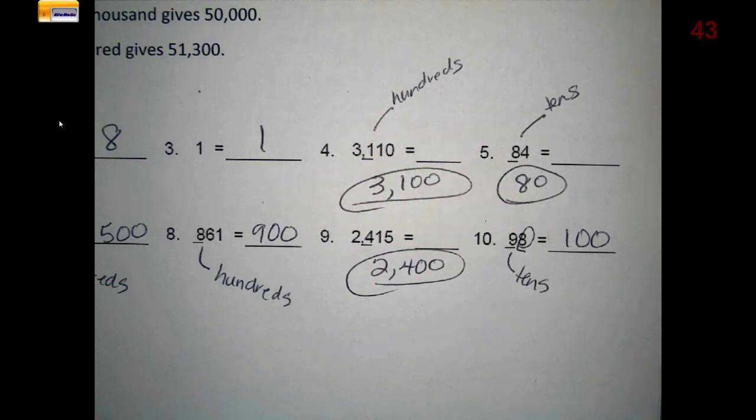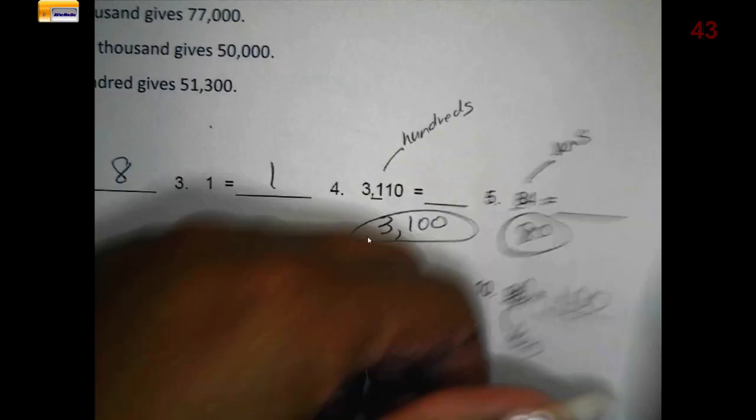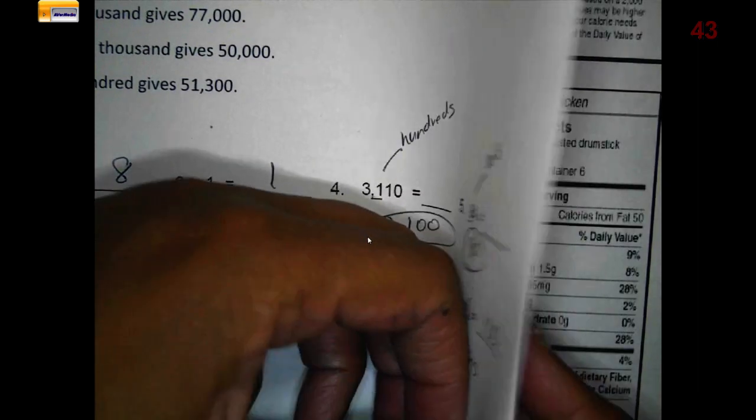And the reason I like this exercise is because it makes you review your place value, and then you get to use your rounding skills. Okay? So you guys go ahead and finish page 11 with your table mates.